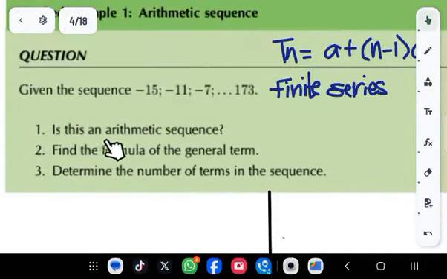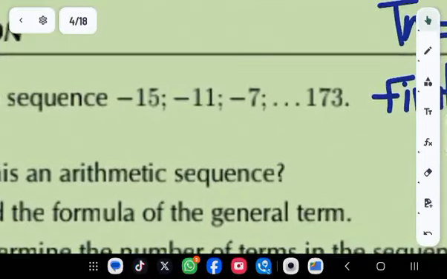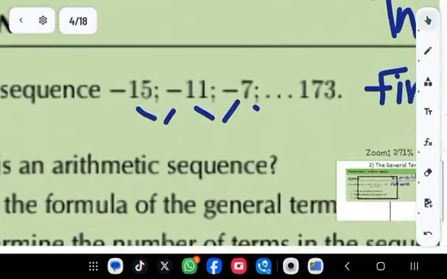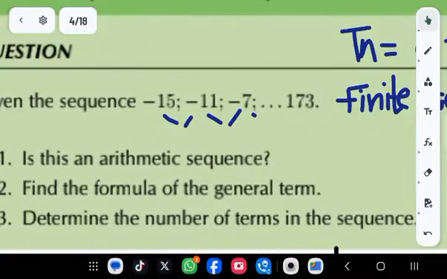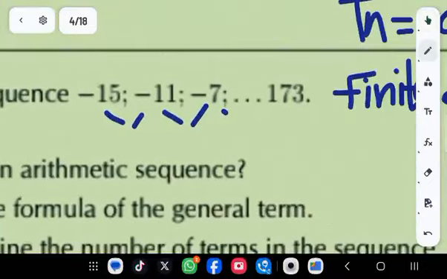Number 1 says, is this an arithmetic sequence? Let's check it out. How do we test for an arithmetic sequence? We find the difference between any two consecutive terms, consecutive meaning one after the other, so that will be term 2 minus term 1, that is negative 11 minus negative 15, which gives us 4.